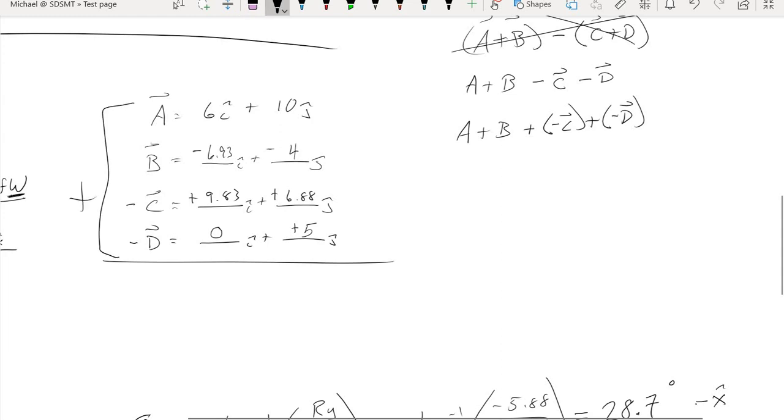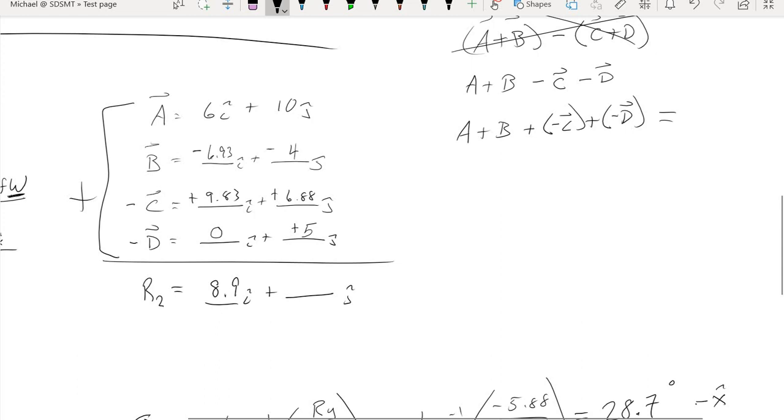to add everything together. I'm ready to get an answer for this combination. We'll go down the columns. We'll add all the components as they are. We have 6 plus negative 6.93 plus 9.83 plus 0 makes for, and I'm going to call this resultant 2, because this is going to be different from the previous resultant. I have a positive 8.9 for my i-hat.